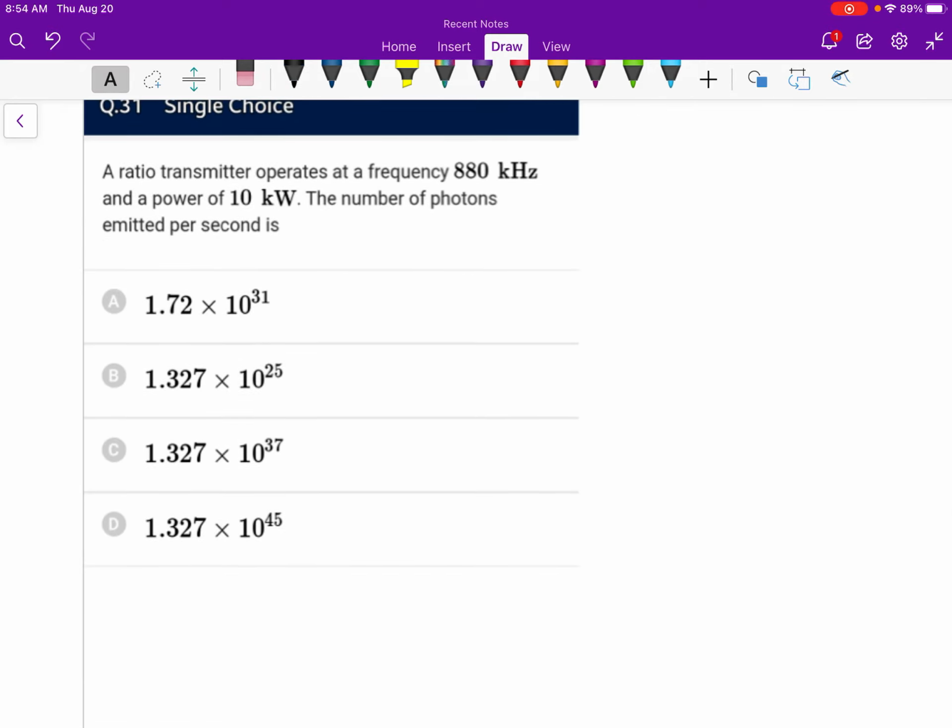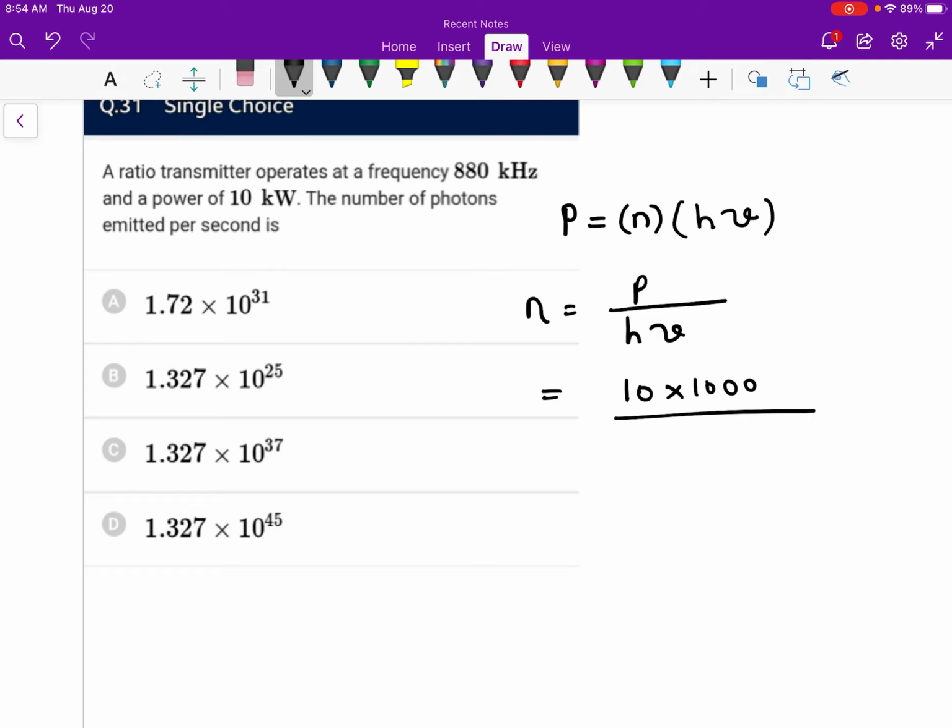A radio transmitter operates at a given frequency and power, and we need the number of photons. So P is n times h nu, so N is P upon h nu. P is 10 kilowatt, 10 into 1000. Nu is 880 into 10 to the power 3, and h is 6.6 into 10 to the power minus 34. So the 10 to the power 3 cancel.